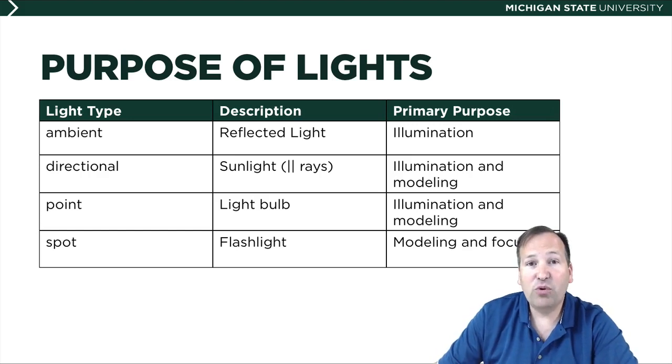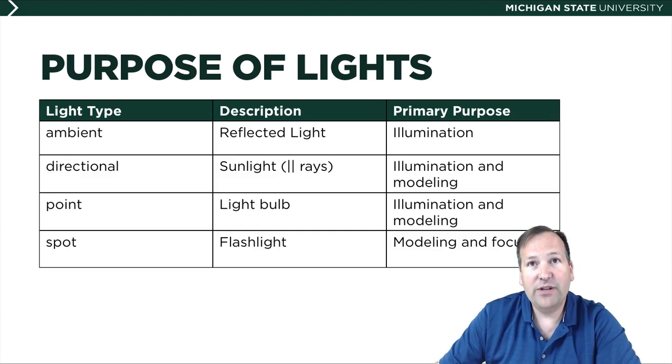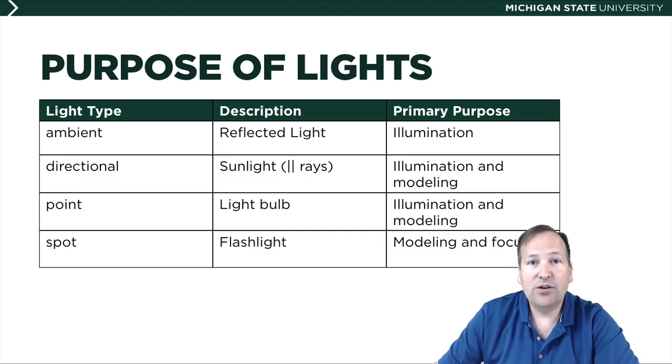And then there's point lights. Point lights are pretty much like a light bulb in the environment. Of course, they can create illumination as well as modeling. They could be used perhaps to establish things that are close to the light versus things that are farther away from the light. Of course, they would be darker if they're farther away.